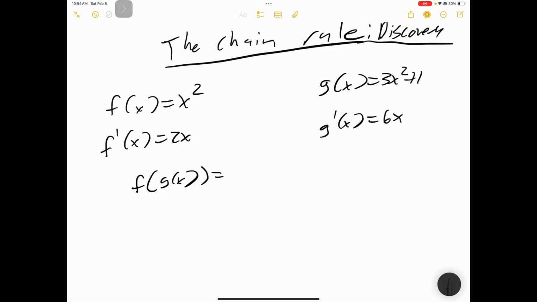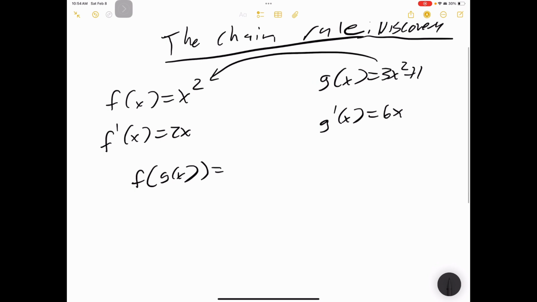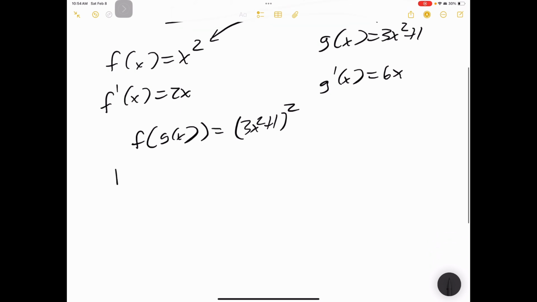If I say f of g of x, if I have this composite function, that's the same as putting this one in for the x of that one. And what that means is I'm going to have, instead of x, 3x squared plus 1. So I have 3x squared plus 1, all to the power of 2. That's f of g of x. And if I want the derivative of this, I want d dx of f of g of x, I can just multiply it out.